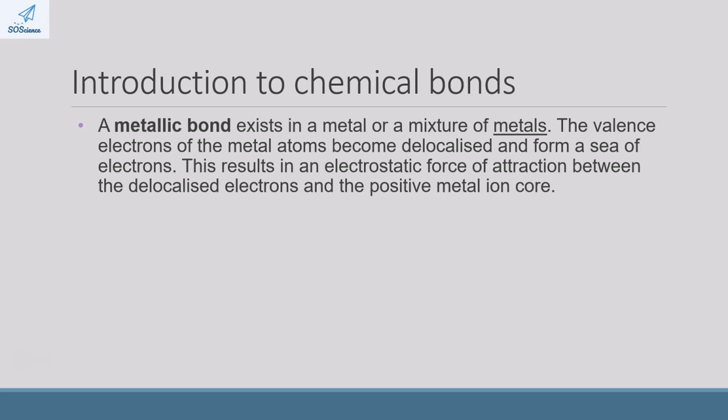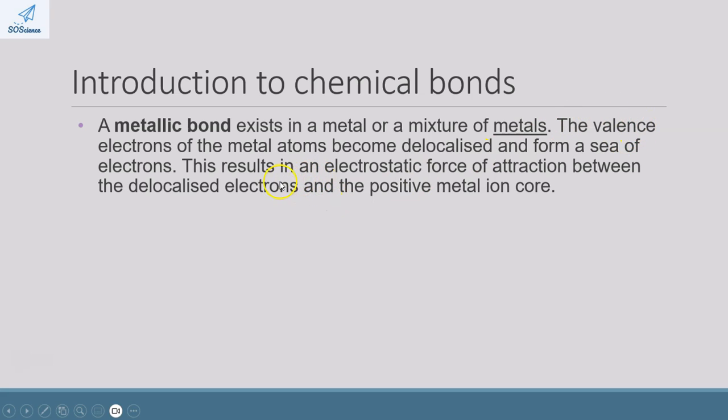In a metallic bond, well, that exists either in one metal, so say you have a piece of iron, then that means that there is a metallic bond between all those atoms of iron, or a mixture of different types of metals. Either way, what happens is that the valence electrons of the metal atoms become delocalized. They lose track of who they belong to. That doesn't apply to the core electrons. It is only the valence electrons that experience this.